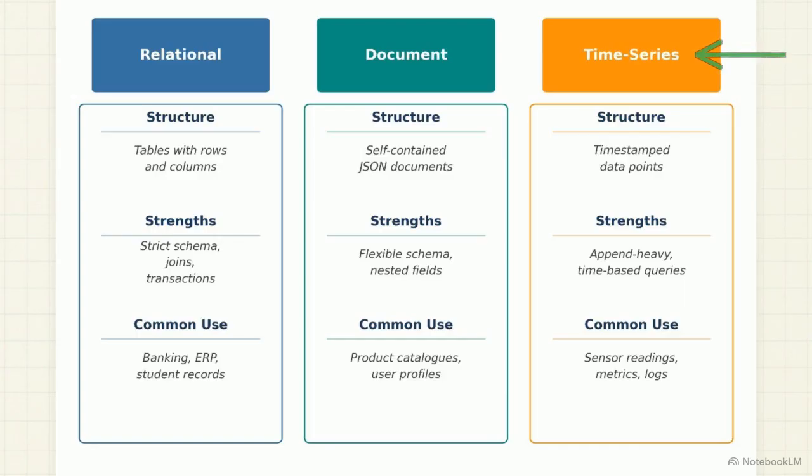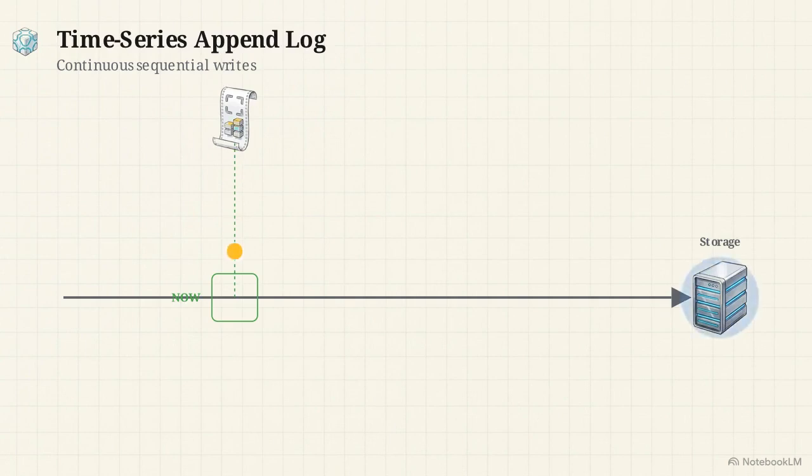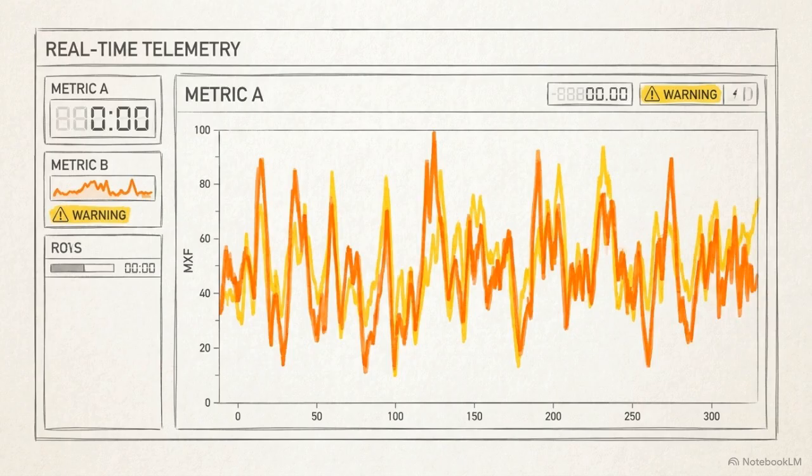Finally, examine the time series column. This operates like an unalterable logbook. It is optimized for an endless stream of time-stamped data points that are almost always appended in order and rarely updated. For tracking sensor readings or application metrics, this structure executes time range queries with incredible efficiency.